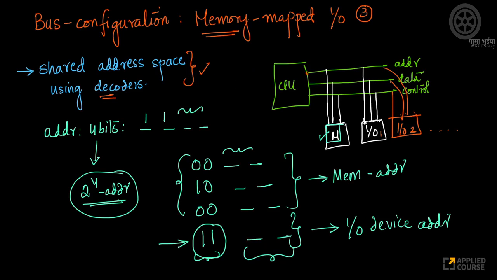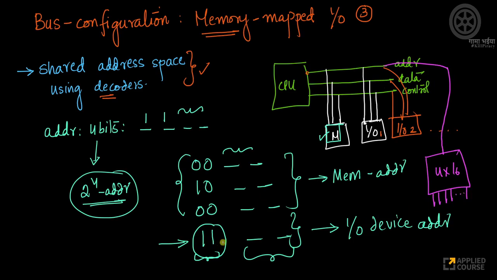So the way it will work actually using a decoder is as follows. Let's draw a decoder here. Let's create a 4x16 decoder because we have 4-bit addresses, right? The address lines are connected to the 4x16 decoder as inputs. So you have 16 outputs now.